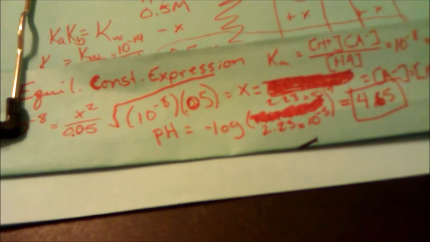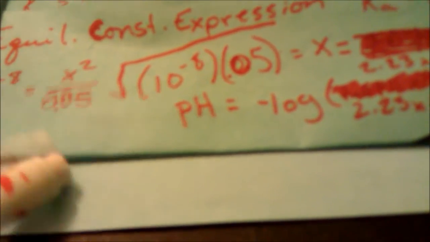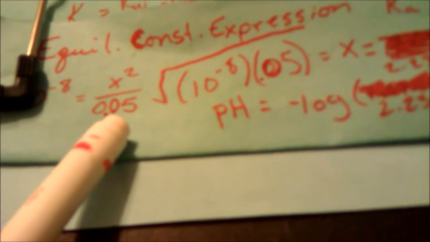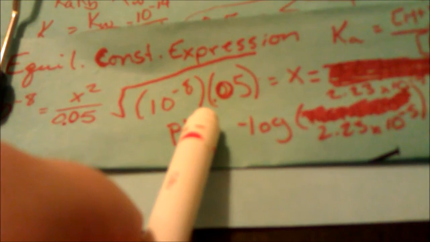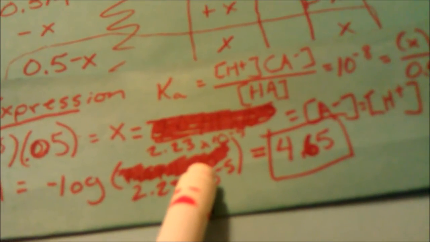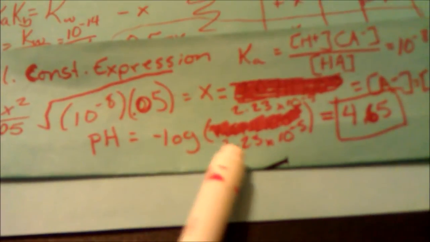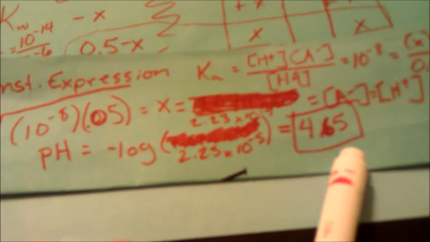Addendum. So I just looked back and realized that I did this entire problem with it being 0.5 molar, but the original problem said 0.05, so I've gone back in and fixed it in crucial places. So we end up with 10 to the negative 8 equals x squared over 0.05. Put that in the square root, 0.05. We end up with x equals 2.23 times 10 to the negative 5, which is equal to our conjugate base and our proton concentrations. The negative log of 2.23 times 10 to the negative 5 is 4.65.